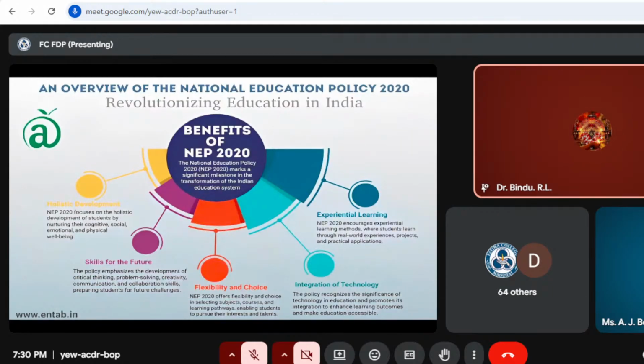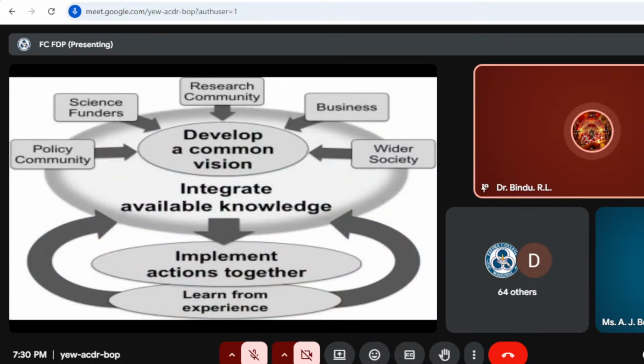Next. So what should be done then? Develop a common vision, integrate available knowledge, available resources, available strategies with the modern ones, and implement actions together. And we must learn from experience. Experience is the best teacher. That is given by our culture also. Next.